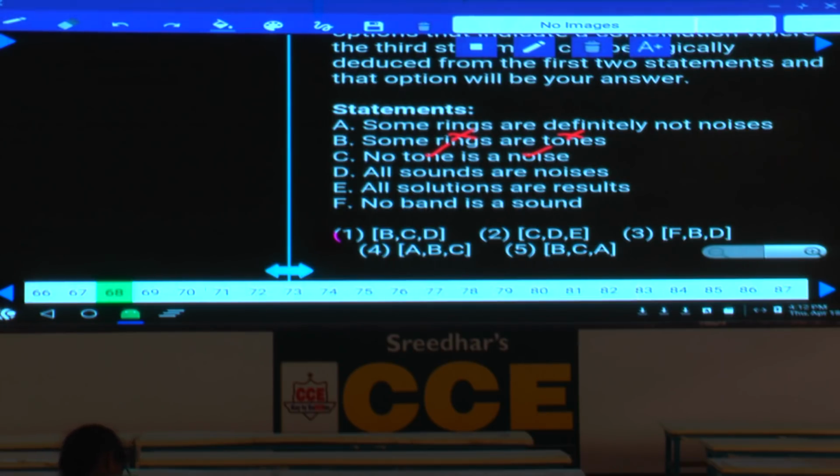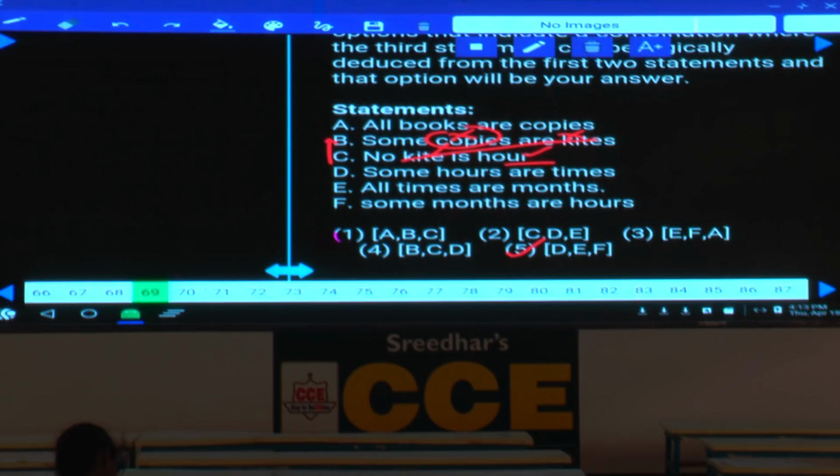Now what is the middle term here? Tone is the middle term. Now we are left with a ring and a noise. What is your answer here? Some rings are not noise is definitely true. Hence B, C and A are the statements and A is the conclusion, that is choice 5. Clear now? And question number 69.